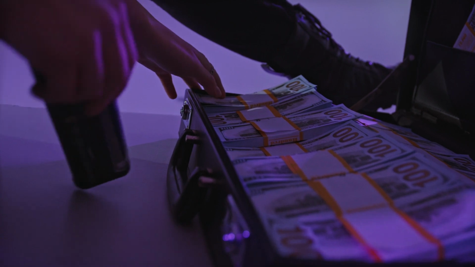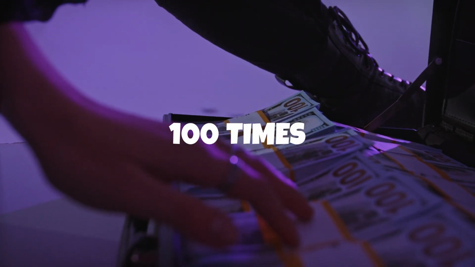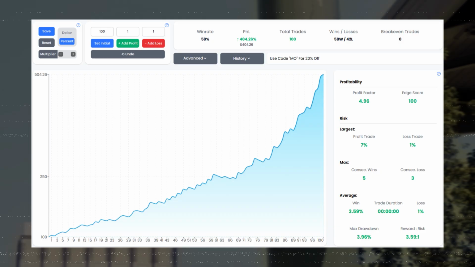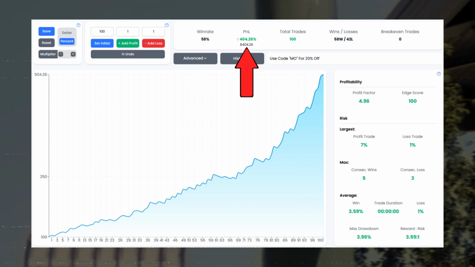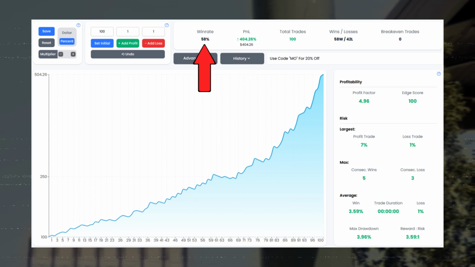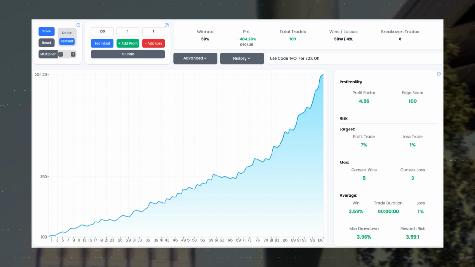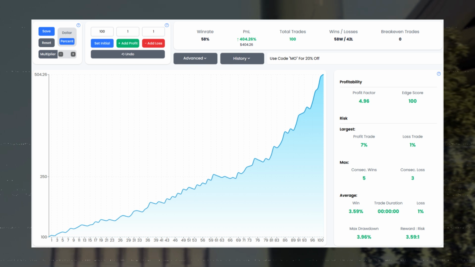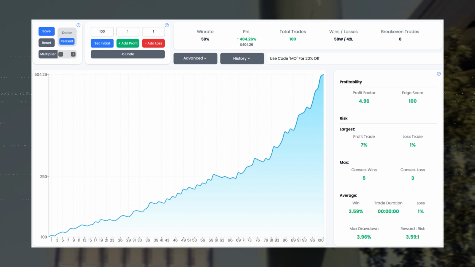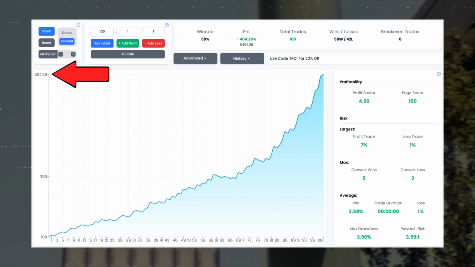Okay, now that you've seen how a buy trade works and a sell trade works, let's get straight into showing you these results that I got trading 100 times on a $100 account. So these are the results that I got with this strategy, and I made a massive 404% over 100 trades. The win rate was 58%, which is very healthy and realistic, and we had 5 consecutive wins over 3 consecutive losses. With 58 wins and 42 losses, bringing us all the way to $504 on the account.